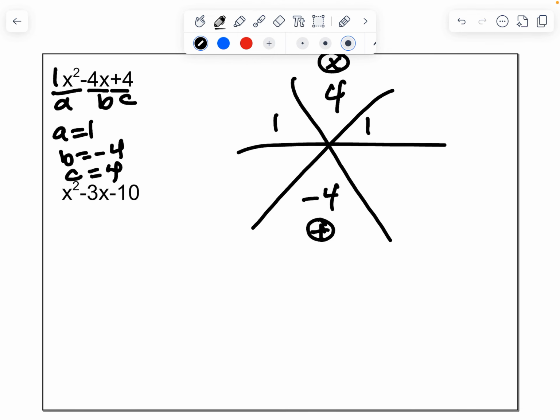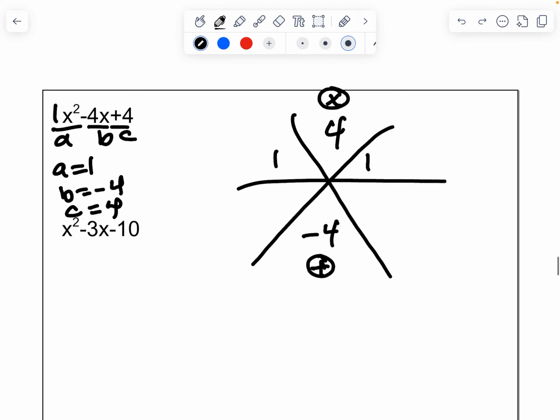So what multiplies to 4? 1 and 4. Will those also add to -4? That's the question. 1 times 4, 1 plus 4. That's 5. That does not add to that, so it doesn't work. How about 2 and 2? Does 2 plus 2 equal -4? No, it doesn't.